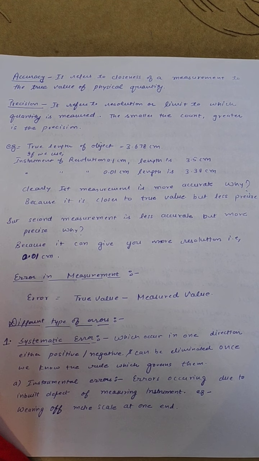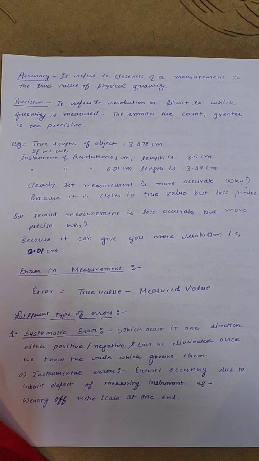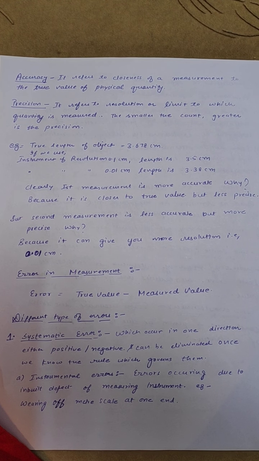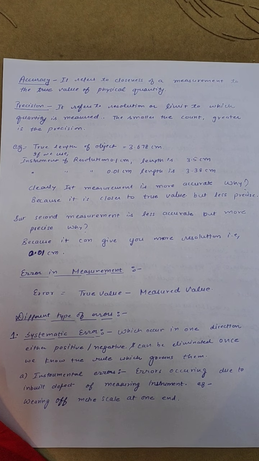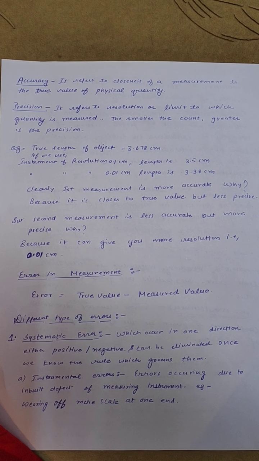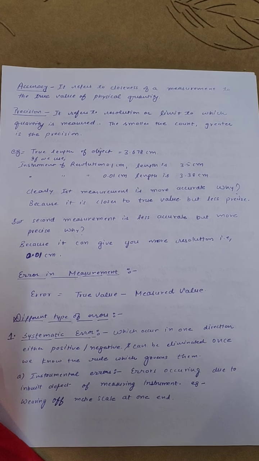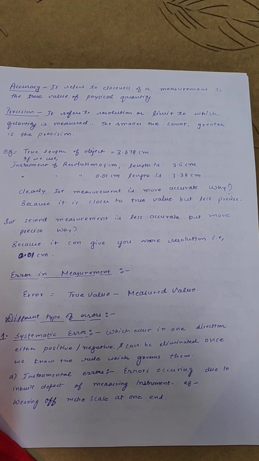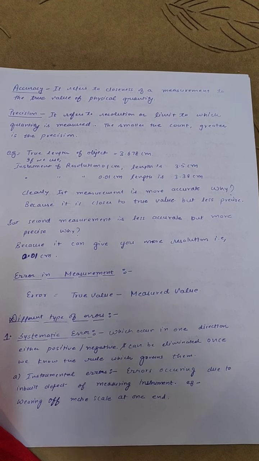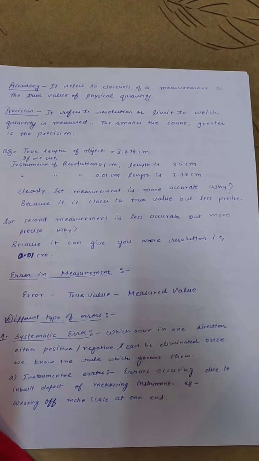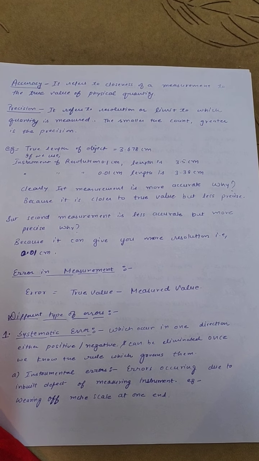For example, true length of an object is 3.678 centimeter. If we use an instrument of resolution 0.1 centimeter, like I am using an instrument which can measure up to 0.1 centimeter, then it will measure length up to 1 digit after decimal. So it is measuring length as 3.5 centimeter.